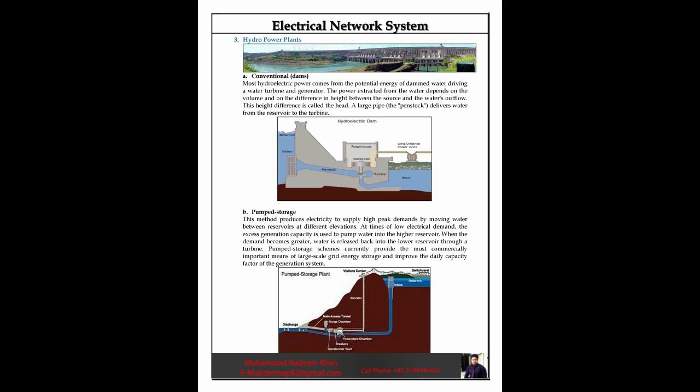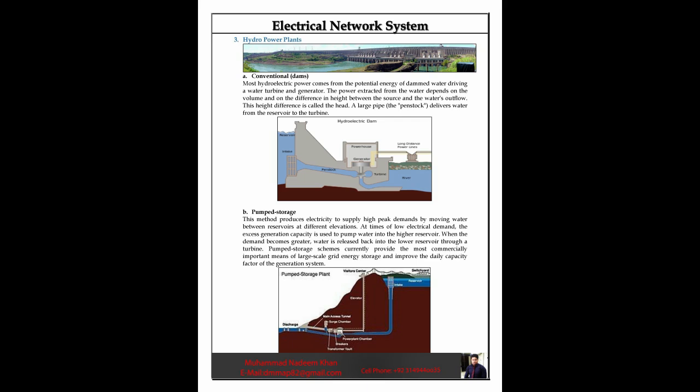3. Hydropower plants. A. Conventional, dams. Most hydroelectric power comes from the potential energy of dammed water driving a water turbine and generator. The power extracted from the water depends on the volume and on the difference in height between the source and the water's outflow. This height difference is called the head. A large pipe, the penstock, delivers water from the reservoir to the turbine.